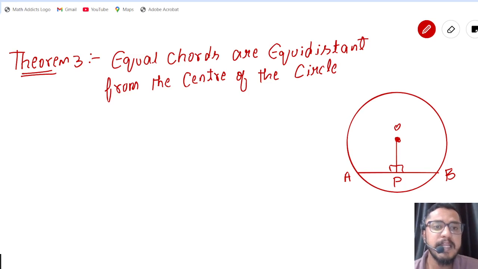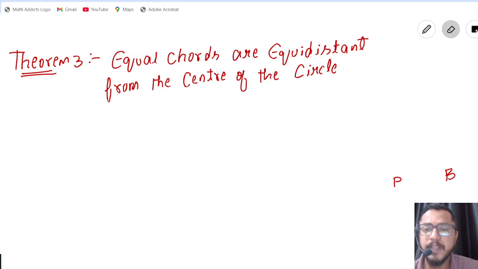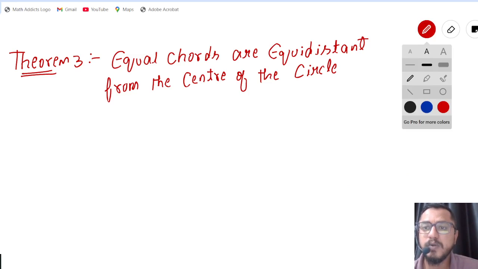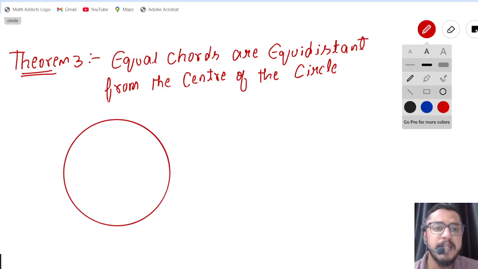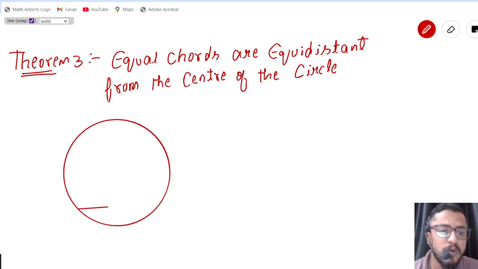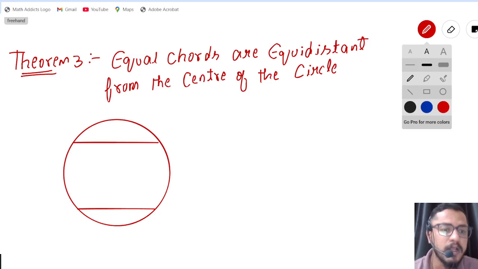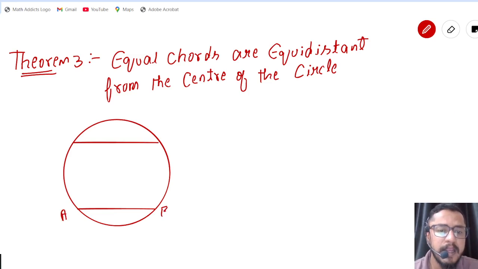Understood? Now what they are telling: equal chords are equidistant from the center of the circle. Let me consider one circle. Now let us do the proof. Before moving on to the proof, first understand the meaning of the theorem. So I should consider two chords. This is not restricted only to one or two chords. It can be implemented for multiple chords also, but right now I am taking an example of only two chords. Let AB and CD be the two equal chords.